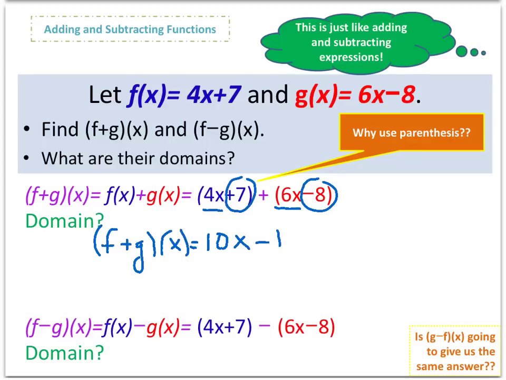Now it is very important that you make sure you write the function name so that I know what operations were performed. That's the name of that function. Now when I'm talking about domain, if I were to graph this, this would just be a line. It would be a slope of 10, y-intercept of -1. So the domain here is going to be all real numbers.